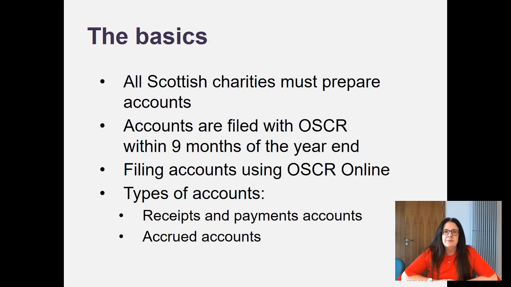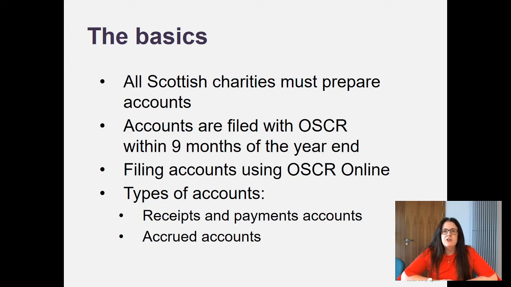Let's cover the basics then. As I said earlier, every charity has to produce a set of accounts each year. Ordinarily, the accounting period will be 12 months long, but on occasion it can be shorter, though it can't be less than 6 months, and sometimes it might be longer than 12 months, but it can't be longer than 18 months. Accounts are filed with OSCR within 9 months of the charity's financial year end. Accounts are normally filed using our electronic portal, OSCR Online, and that enables the charity to file its accounts and to complete its annual return all at the same time.